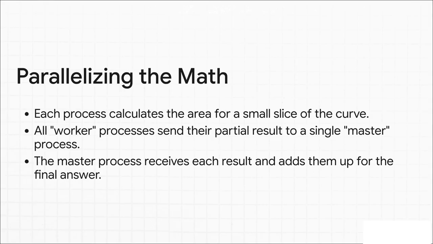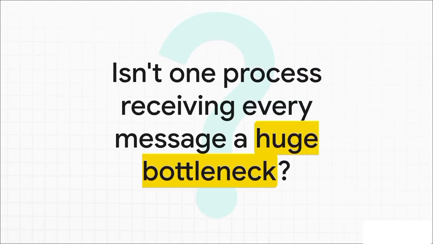Process 0 just sits there, collects all these partial results one by one, and adds them all up to get the final total area. Simple, logical, makes sense. But hold on a second. Does that sound super efficient to you?